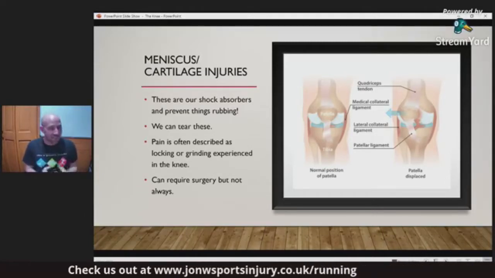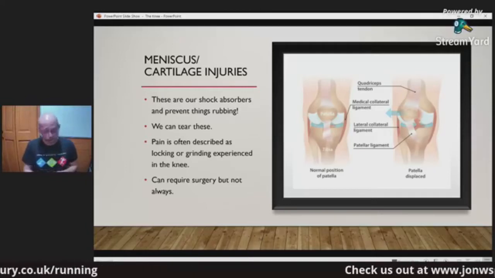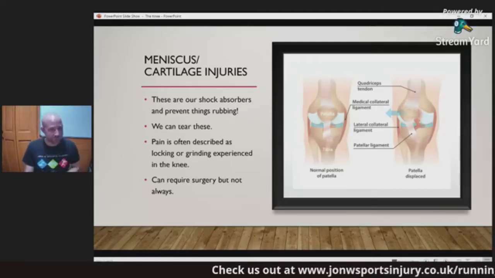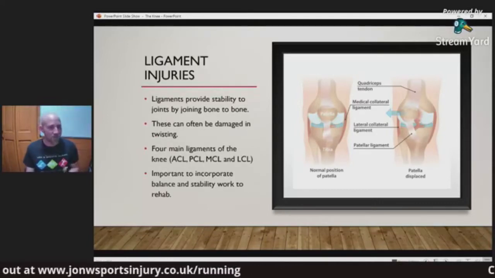And actually there's a lot of research, and we've worked with a lot of clients who haven't gone down the surgical route and have got great results as a result of not doing that. So what I want to move on to now is talking about ligaments, and the ligaments around the knee.